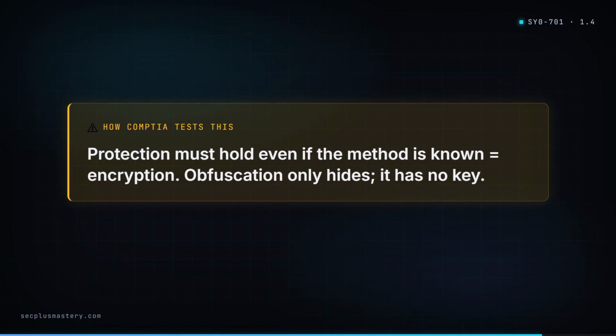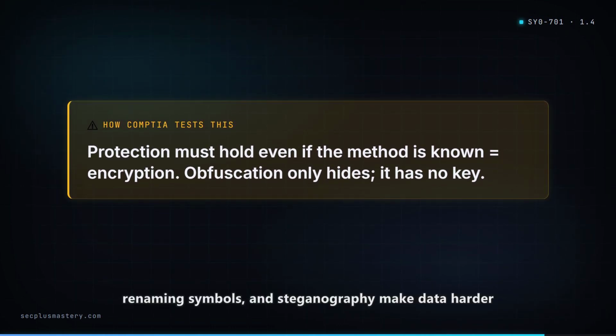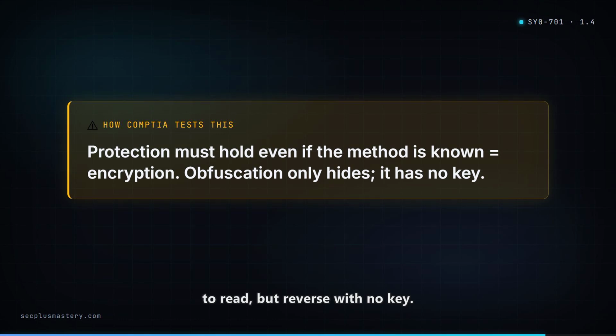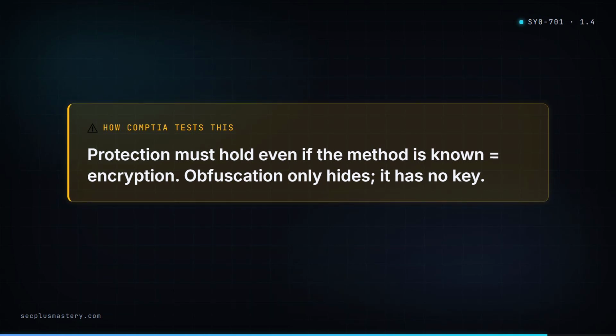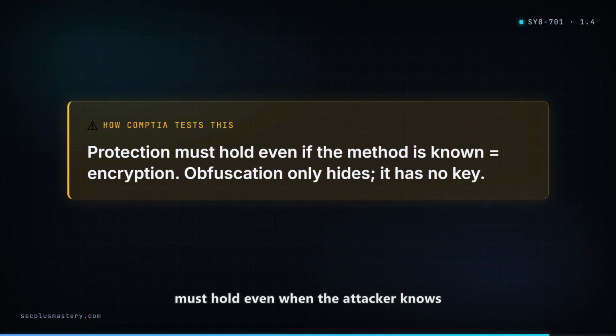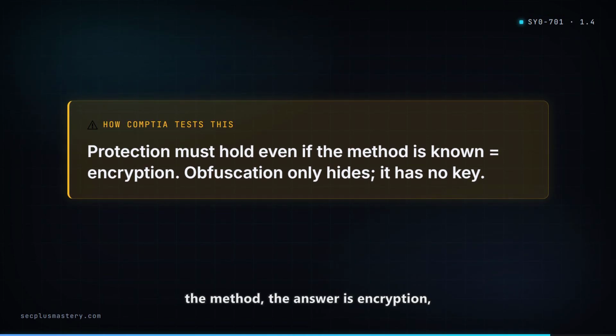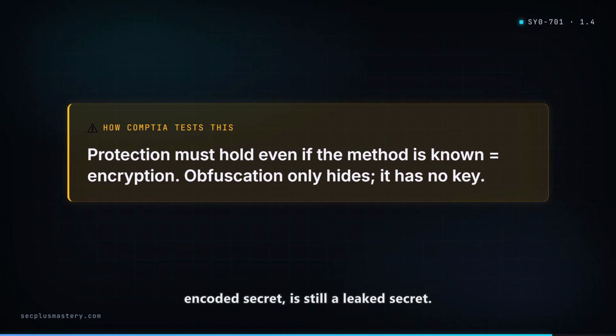The big warning, obfuscation is not encryption. Base64, renaming symbols, and steganography make data harder to read, but reverse with no key. Encryption makes data unreadable without the key. So if a question implies the protection must hold even when the attacker knows the method, the answer is encryption, not obfuscation. A Base64 encoded secret is still a leaked secret.